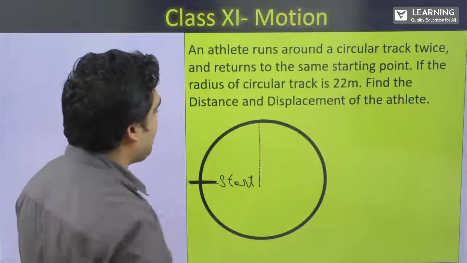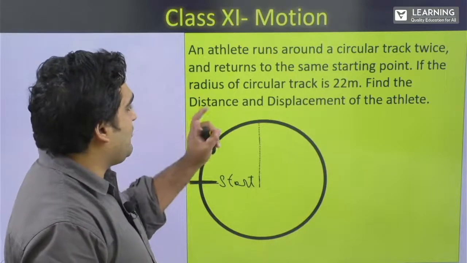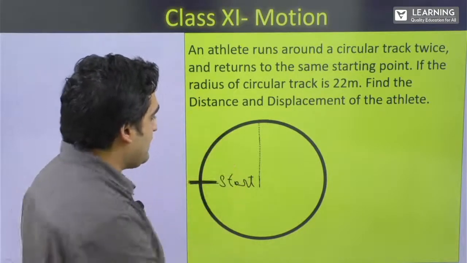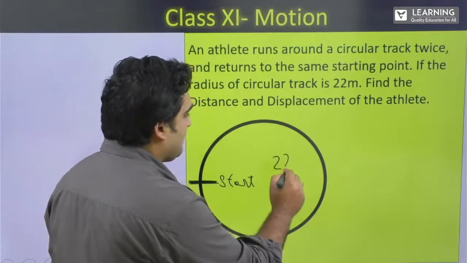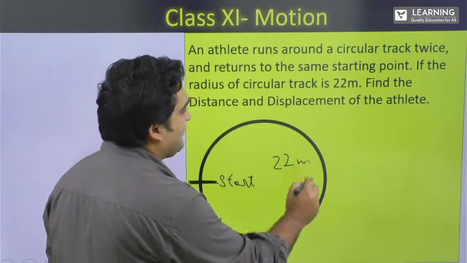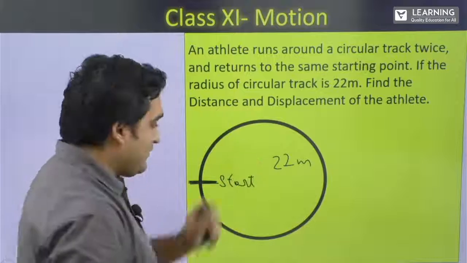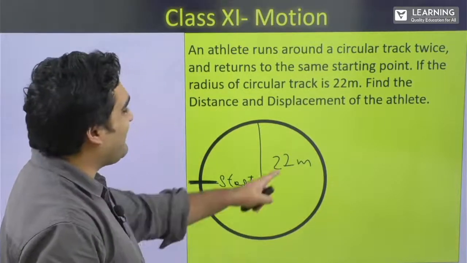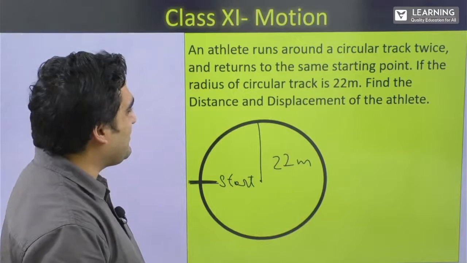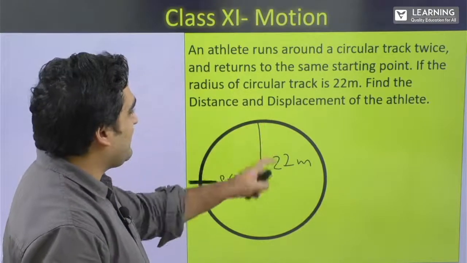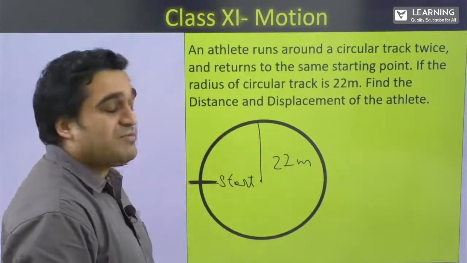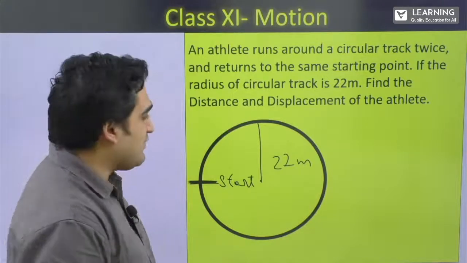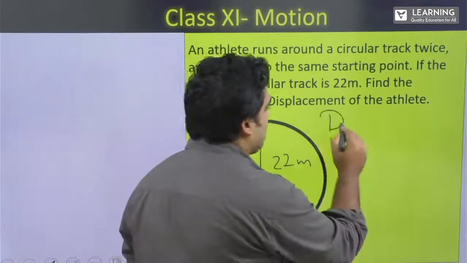Right. So the radius is about 20. Guys, come on. This is not funny anymore. Return the dotted line, or rather draw it with a straight line. 22 meters is the radius of the circular track. Now you need to find the displacement and the distance of this circular track. Distance first.